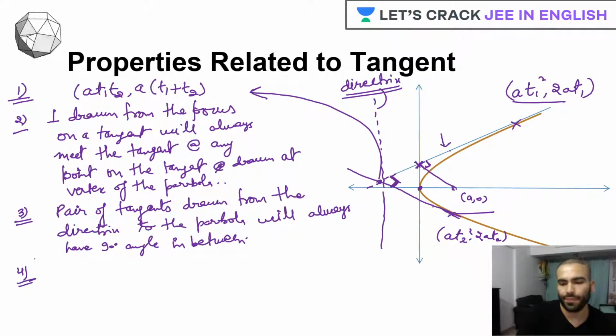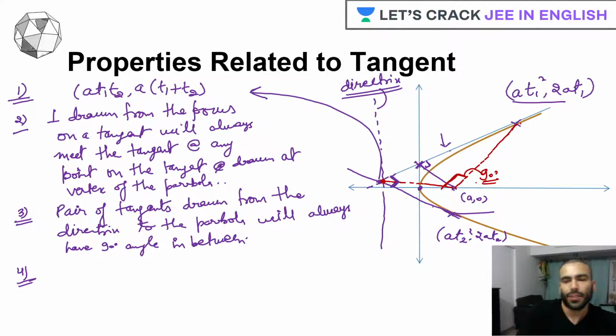Now another property is, just imagine, I'll use a different color. Imagine you have one tangent here, and this tangent meets the directrix here. Now from the directrix, you draw a line till the focus. Now at the point where you have drawn the tangent, join this point to the focus again. This angle will be 90 degrees.